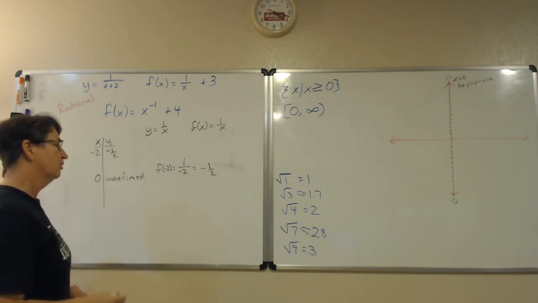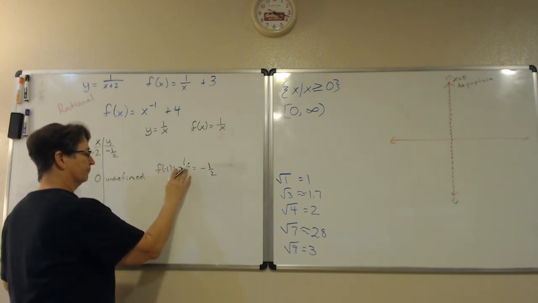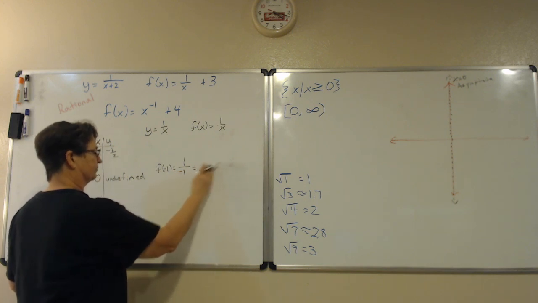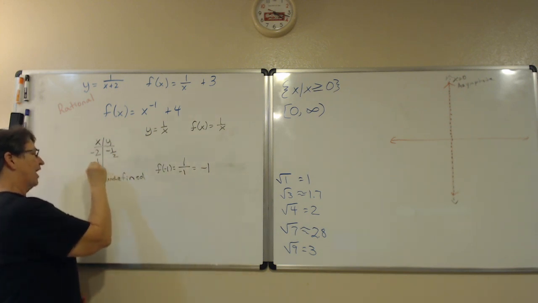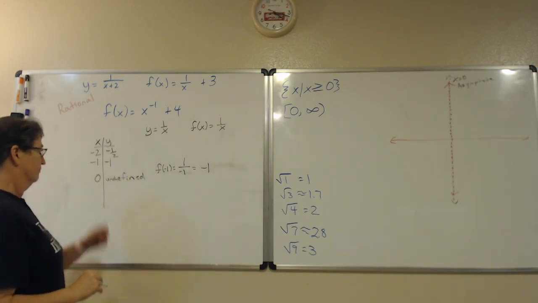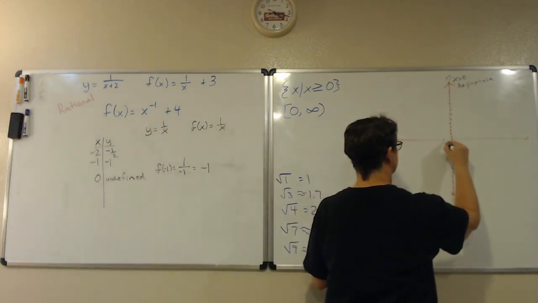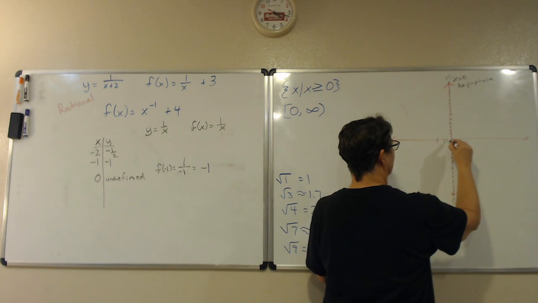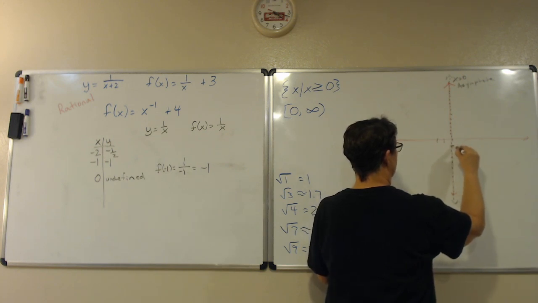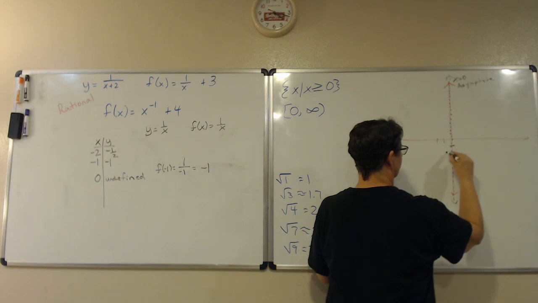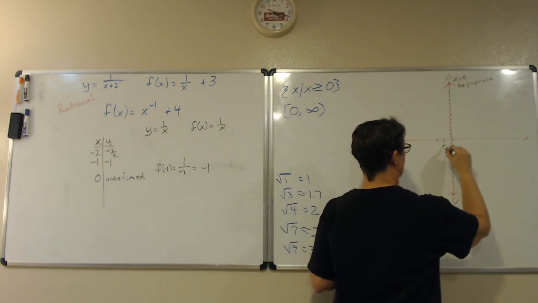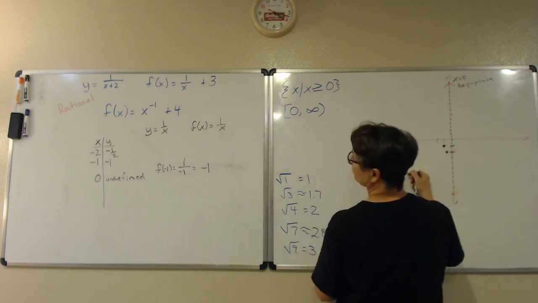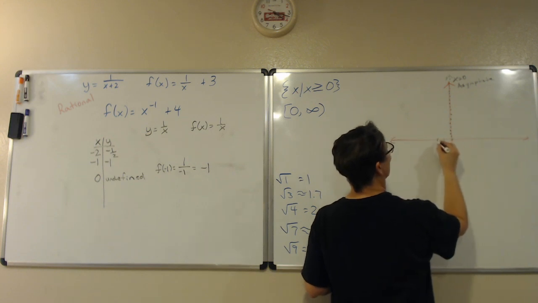If I put in negative 1, well, 1 divided by negative 1 gives me a negative 1. So there is a point on the graph at negative 1, negative 1. Let me go ahead and graph those. So at negative 2, negative 1/2, there's a point on there. That's what it looks like.